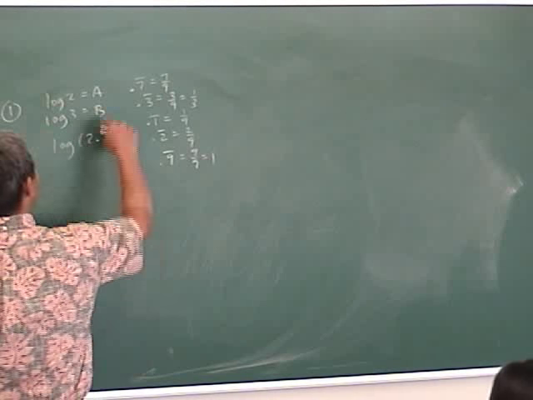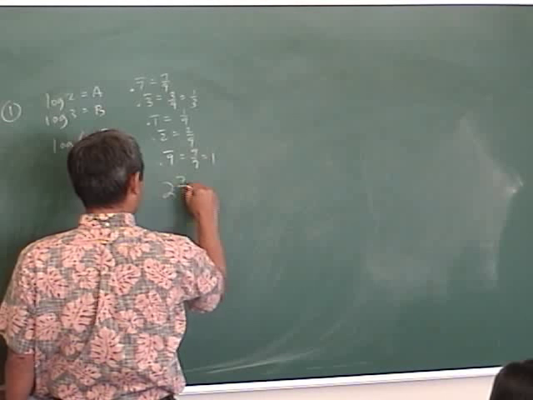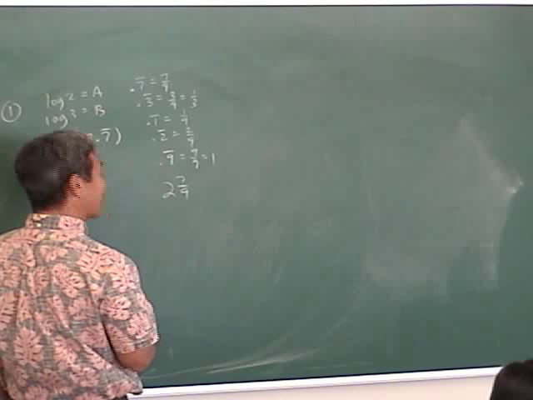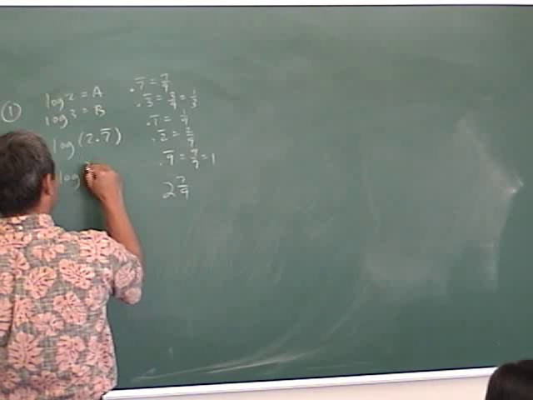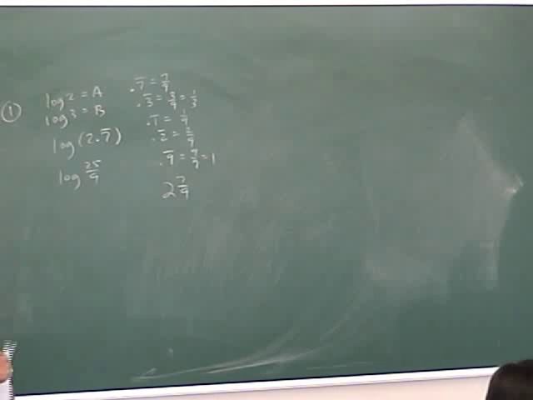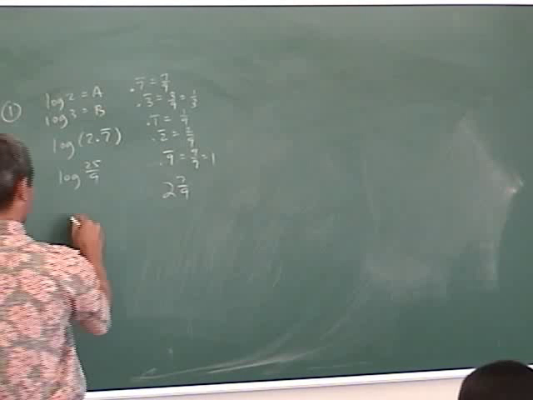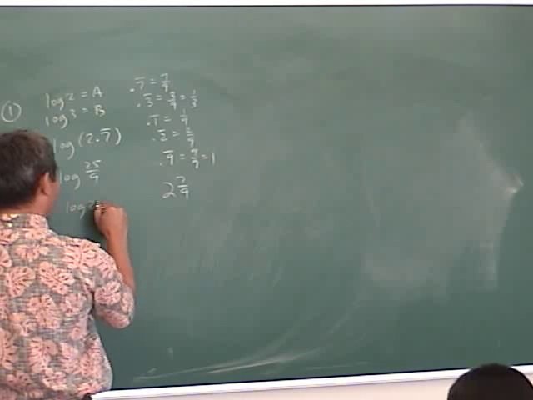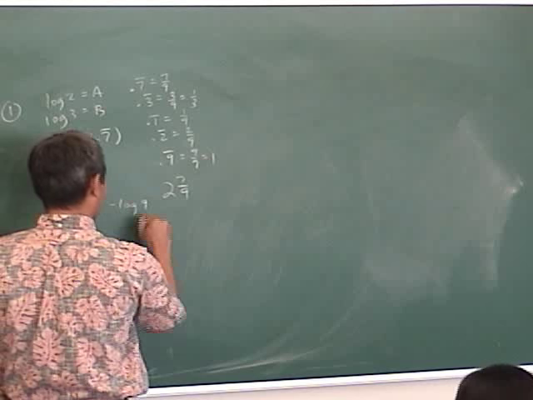Okay, so this is 2 and 7/9. So what is 2 and 7/9? 25/9. So this is log of 25/9. If you cannot even change it to a fraction, pretty much it's fatal error. Now use your properties of logarithms. Isn't this log of 25 minus log of 9?